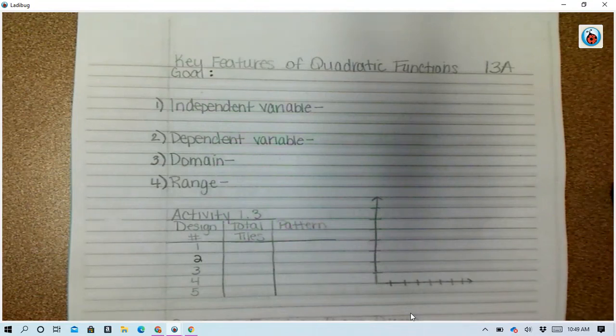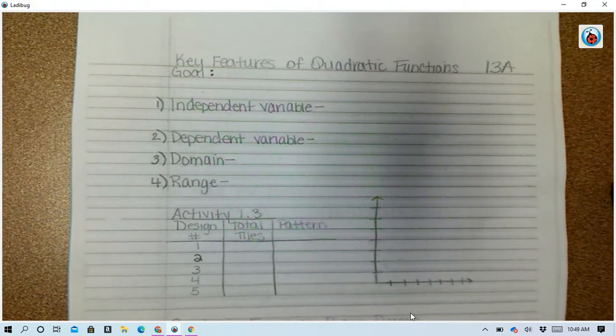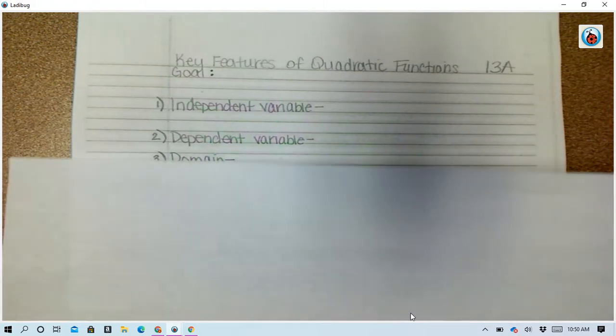Moving on to key features of quadratic functions. This is going to be the notes for 13A. I do have this loaded up as a PDF for you, so you can just fill in the blanks, or if you want to rewrite it all, you can.